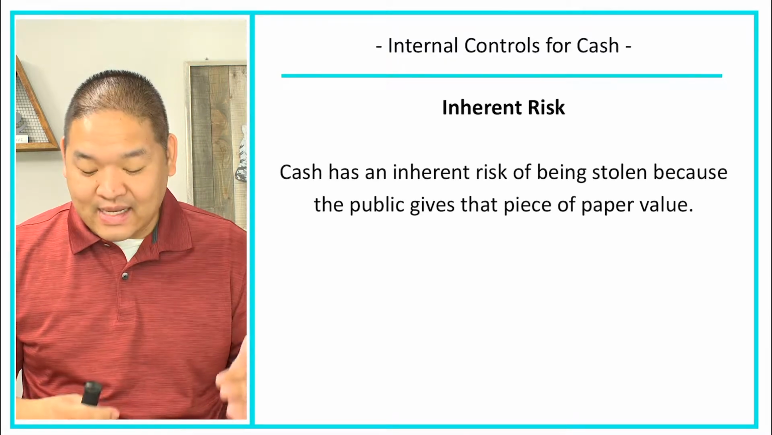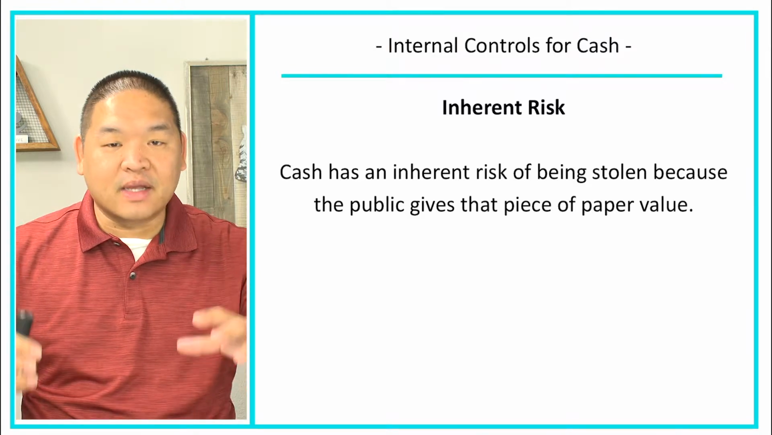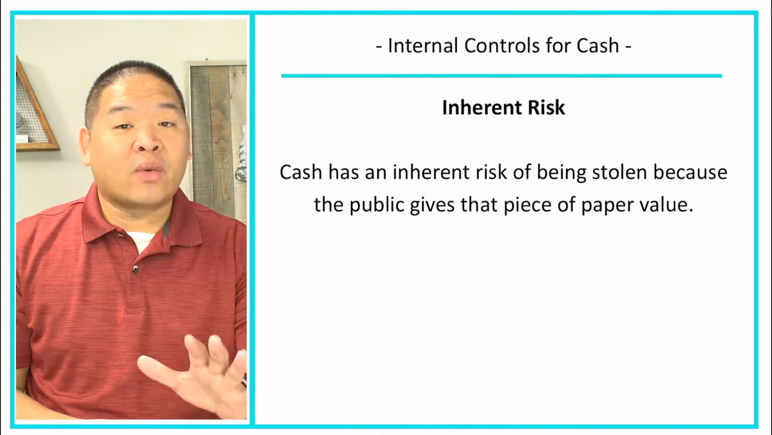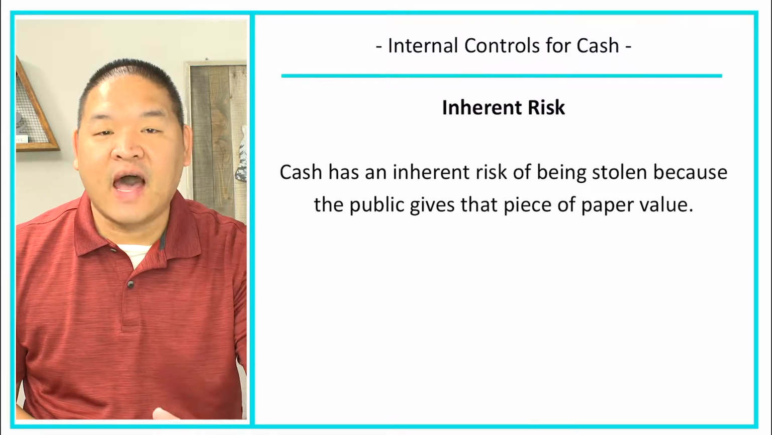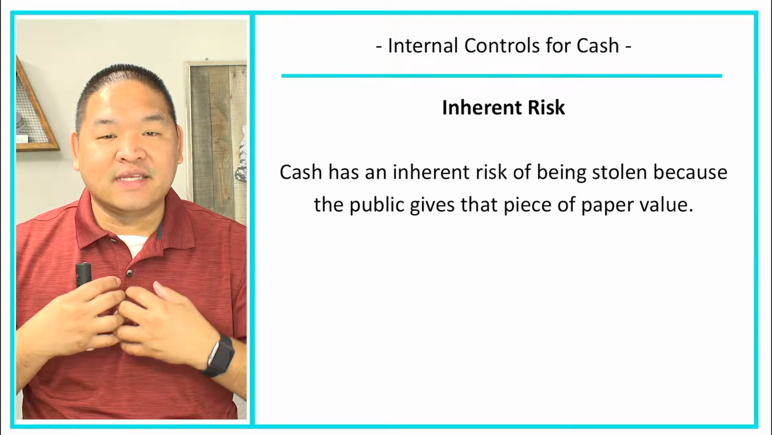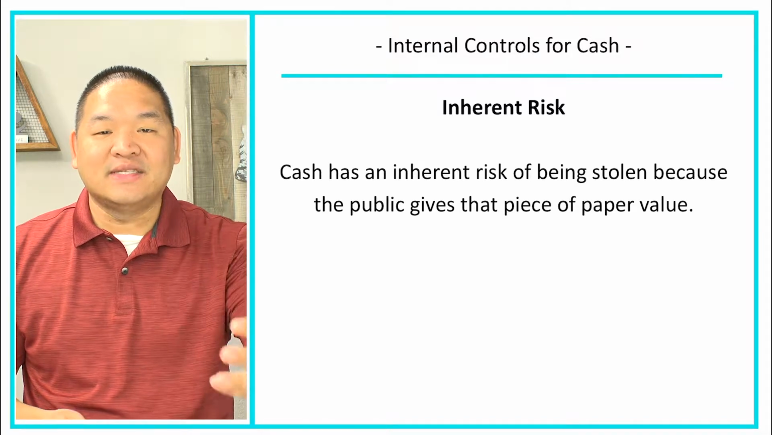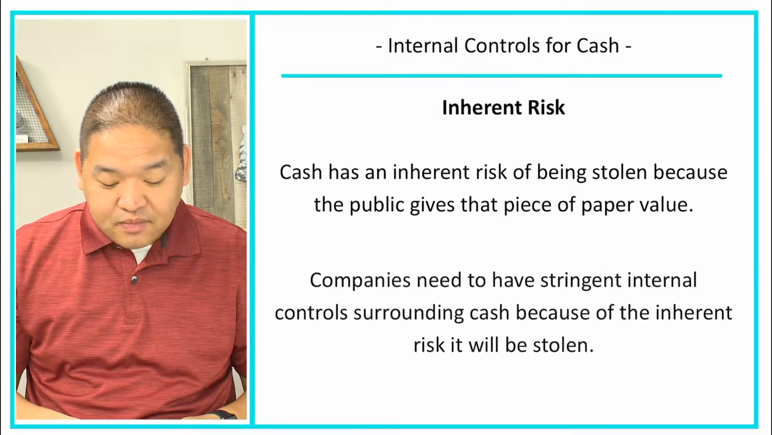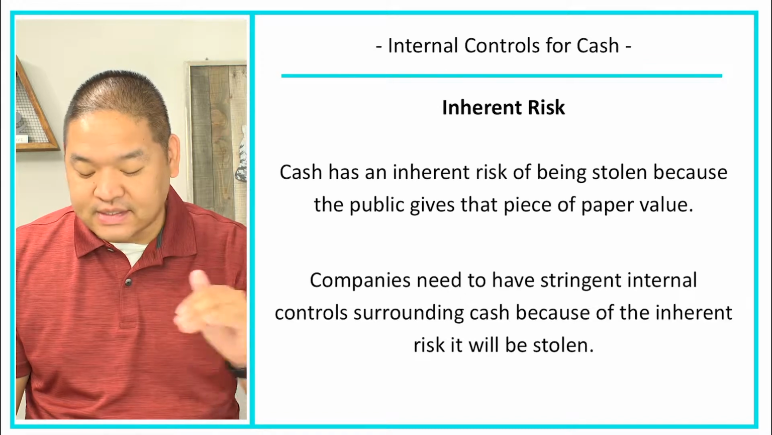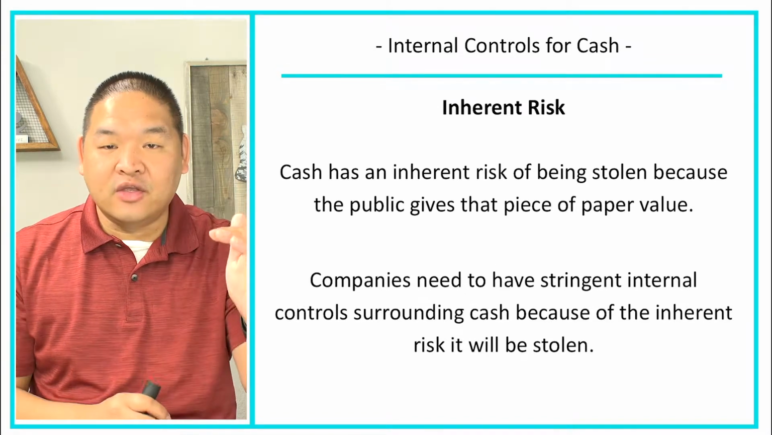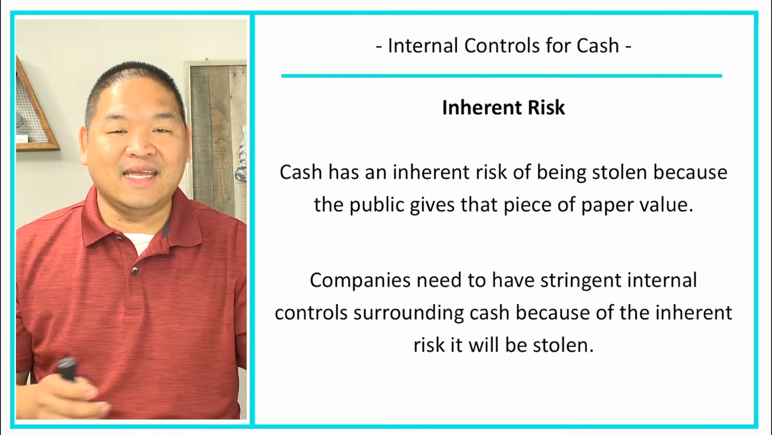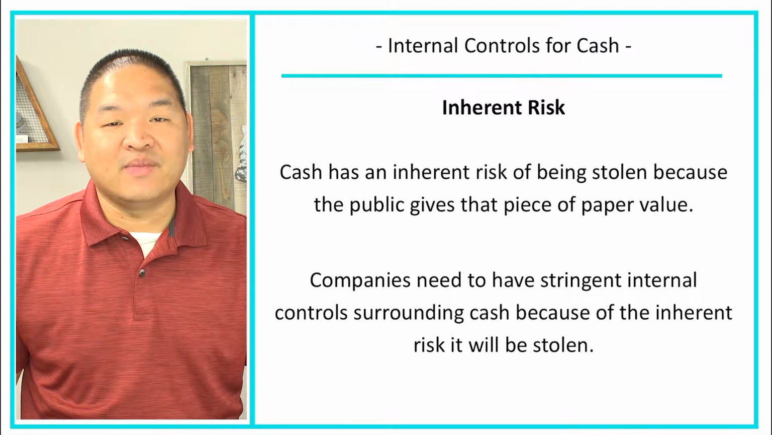Cash has a high inherent risk of being stolen because the public, me and you, give that piece of paper lots of value. Now, we're not saying the table doesn't have value. It has value, just not as much as that $100 bill. So we have given cash this inherent risk, the risk that it can be stolen, very high. Companies need to have stringent internal controls surrounding cash because of the inherent risk it will be stolen. There's high value, therefore high stakes, and the inherent risk that it can be stolen is very high.